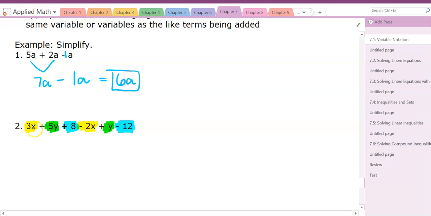So 3x and a negative 2x. 3 minus 2 would be 1x. So 1x, where you could write just x. You don't technically need the 1. 5y plus y. Again, this has a 1 sitting in front, so 5 plus 1 would be 6. So x plus 6y. And then 8 minus 12 is going to be negative 4. So that would be the simplified form.